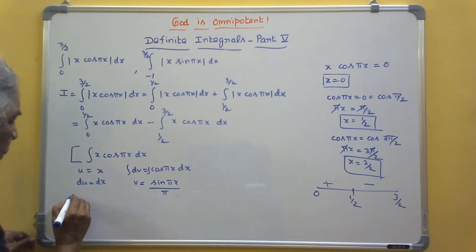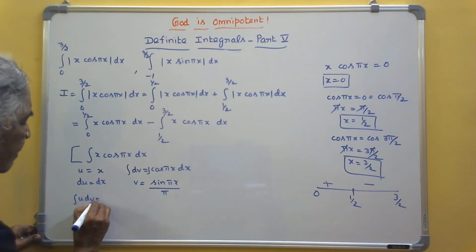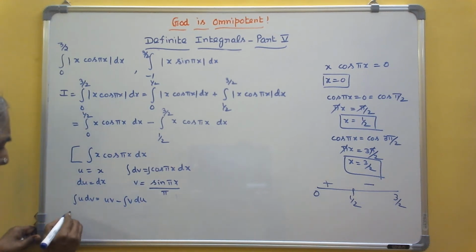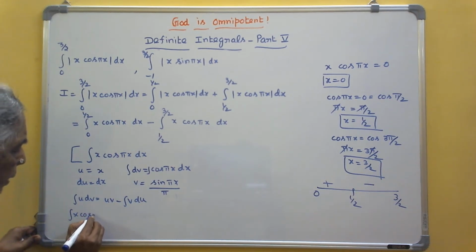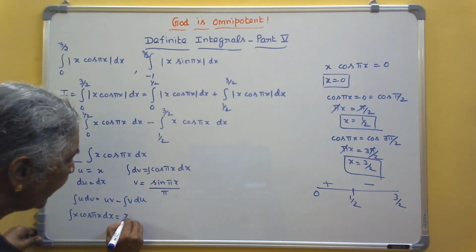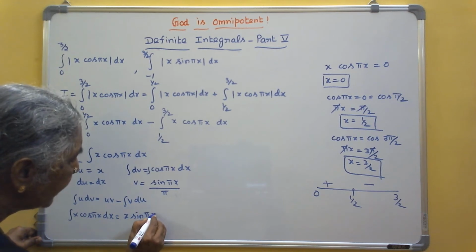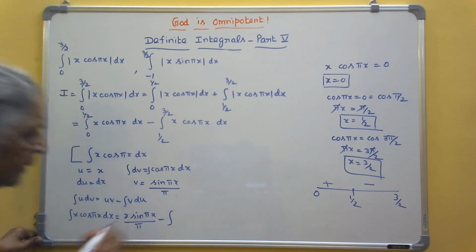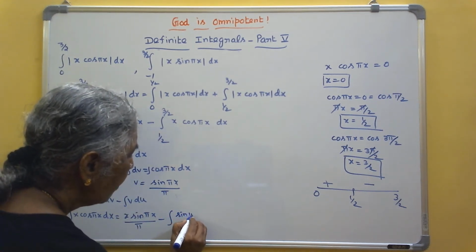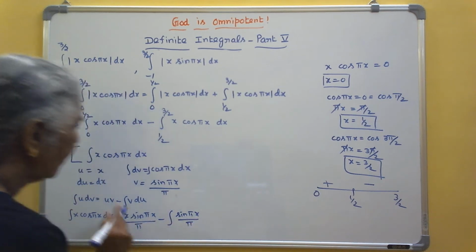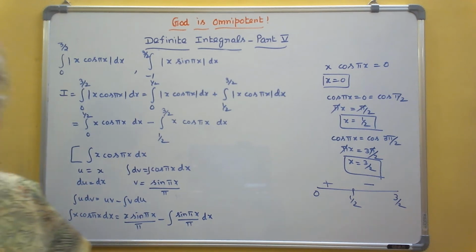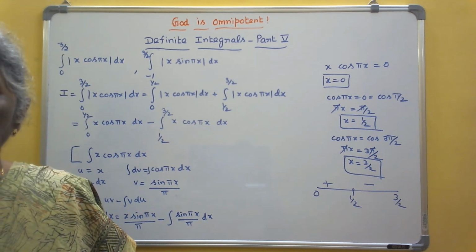Now let us write the formula. Integral u dv is equal to uv minus integral v du. So here you will get x cos pi x dx is equal to u into v, so x sin pi x by pi, minus integral v du. So v is sin pi x by pi, then du is dx. Is it okay? So now let us integrate the second part.